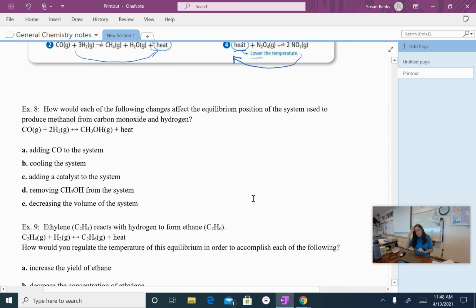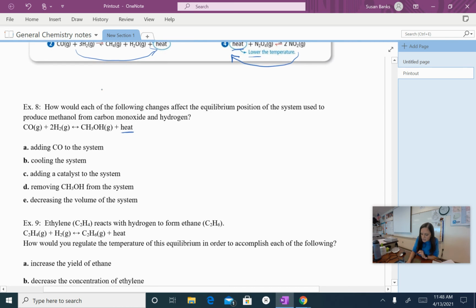Okay. So here we go. Example 8. How would each of the following changes affect the equilibrium or the equilibrium position of the system used to produce methanol from carbon monoxide and hydrogen? Okay, so we've got carbon monoxide and hydrogen going to make methanol and heat. Notice heat is a product, so this is an exothermic reaction.